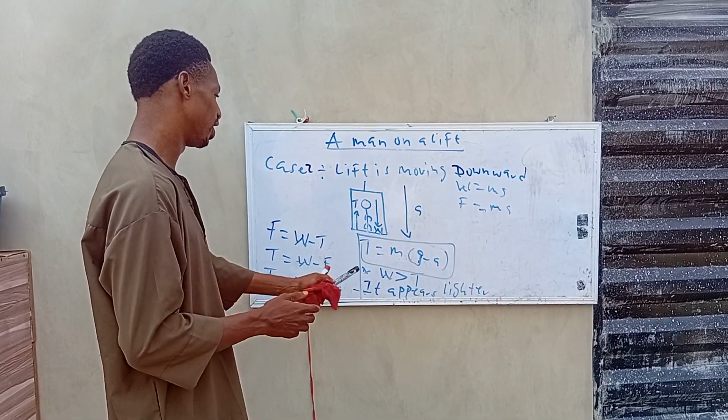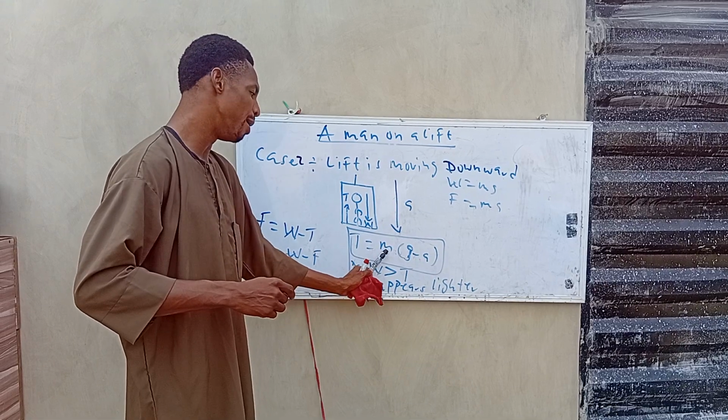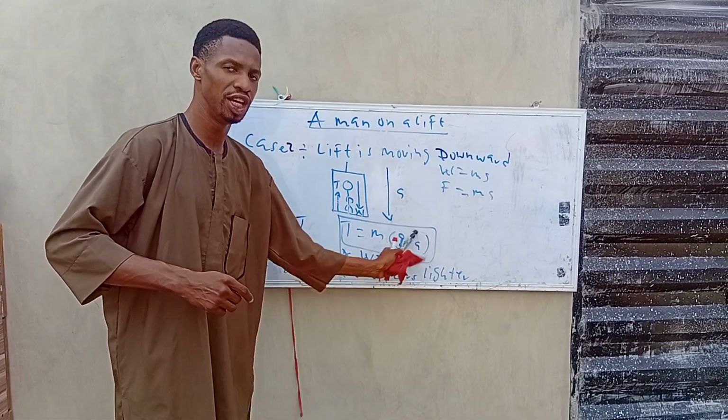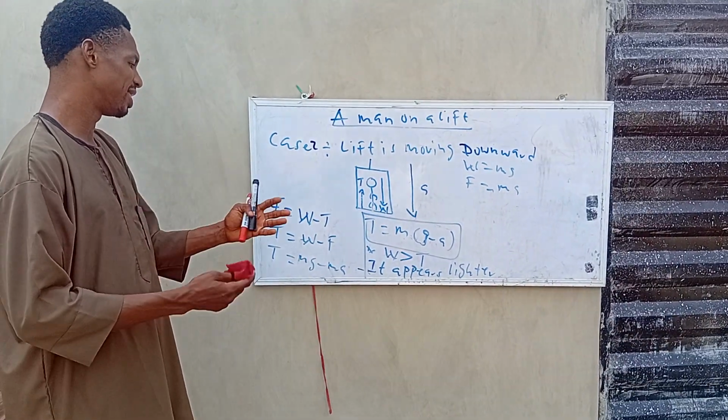And don't forget our formula for case 2. When it's moving downward, T is equal to M times bracket G minus A. Don't forget. If I'm too fast, please pause the video so you get it better.